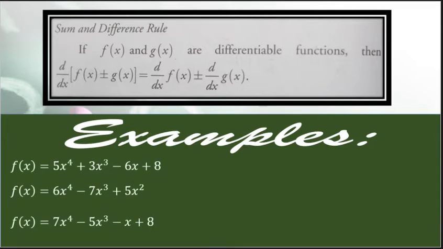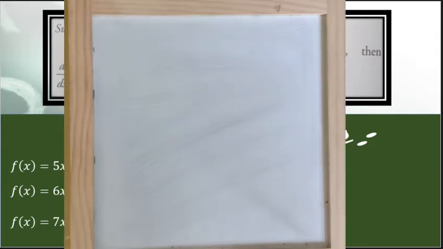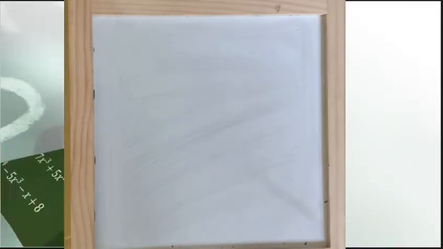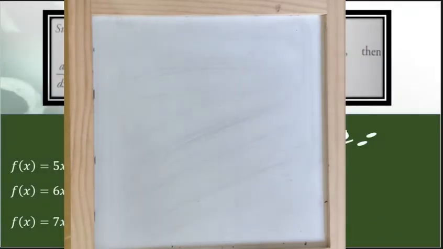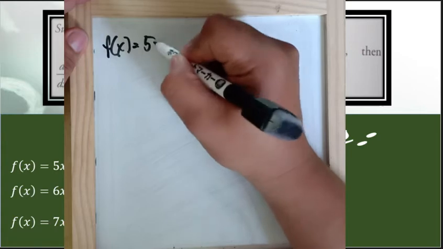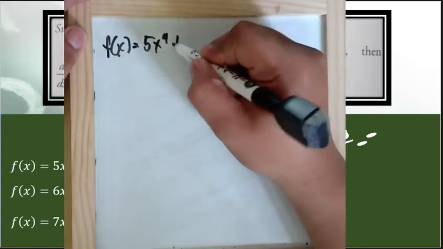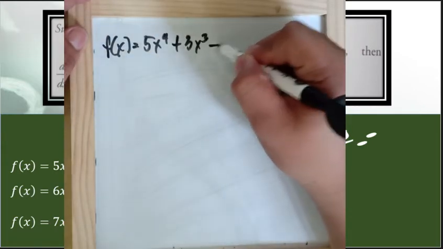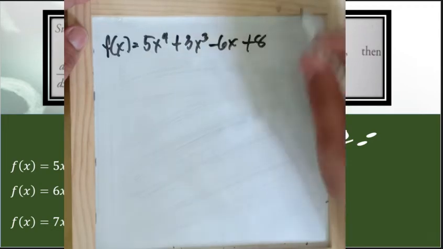Here we have 3 examples. We have f of x is equal to 5x to the 4th power plus 3x cubed minus 6x plus 8. So let's go back there. I'll use the whiteboard. f of x is equal to 5x to the 4th power plus 3x cubed minus 6x plus 8.